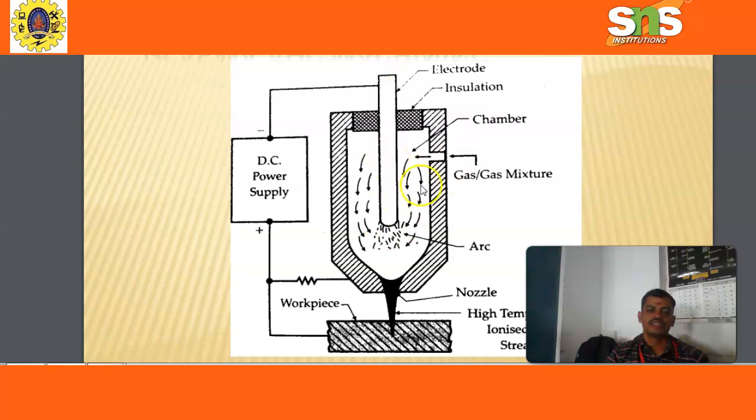As shown in this diagram of plasma arc machining, the electrode is kept in between the two insulations. The process takes place inside the chamber with more than 75 percent inert gas. The gas mixture enters into the chamber. The DC power supply, the workpiece, and the nozzles are identified here, along with the temperature of the ionized gas stream.